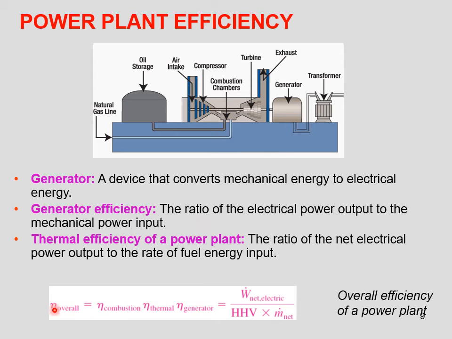Well, it's a product of the efficiency of combustion for the combustion chambers, the efficiency of the thermal system, which is the intake and turbine itself and the steam flowing through it, etc. Then there's the efficiency of the generator itself. So overall it's a product of these three different efficiencies. So it's how much input power divided over the high heating value times the net flow rate. This is an equation the book puts out.